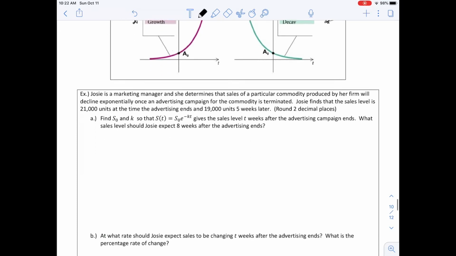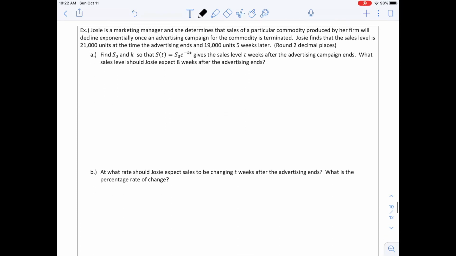So the next example that we have says Josie is a marketing manager, and she determines that sales of a particular commodity produced by her firm will decline exponentially once an advertising campaign for the commodity is terminated. Josie finds that the sales level is 21,000 units at the time the advertising ends and 19,000 units after 5 weeks.